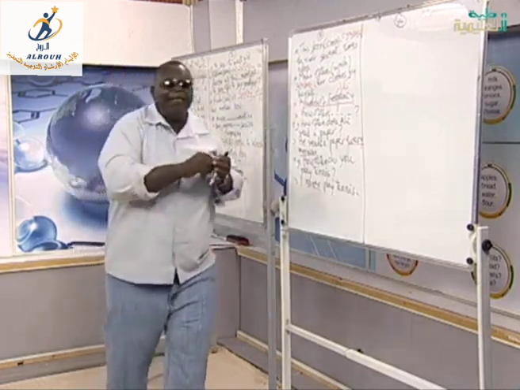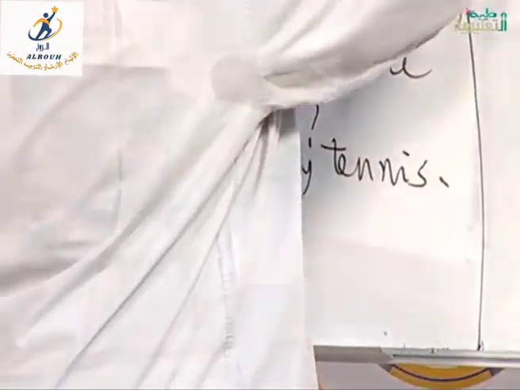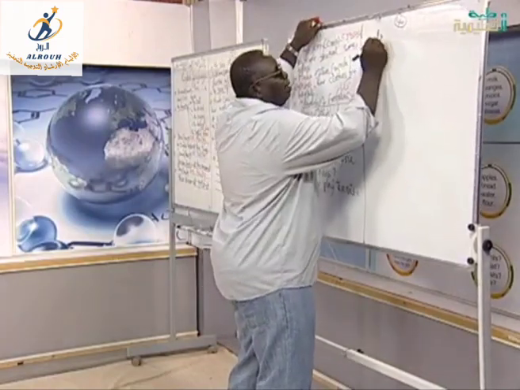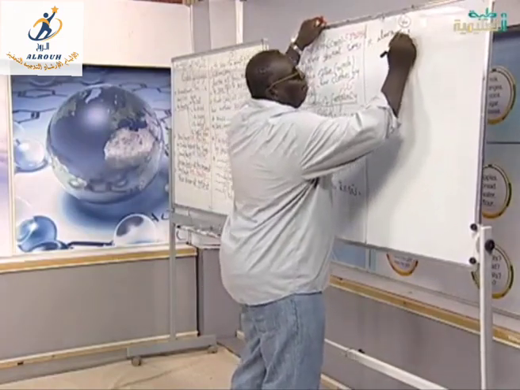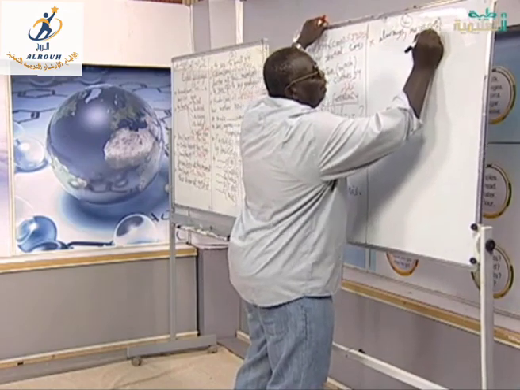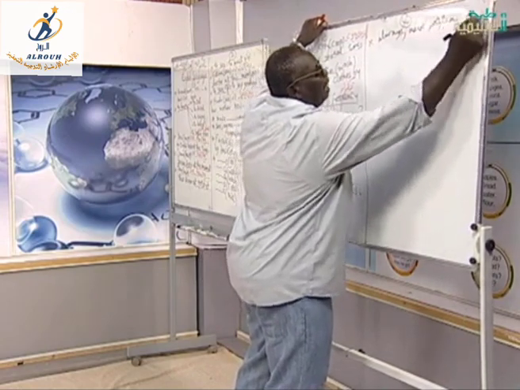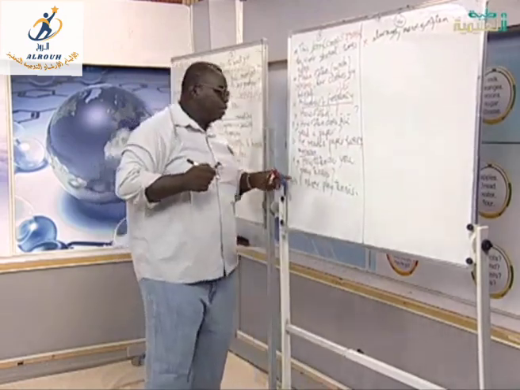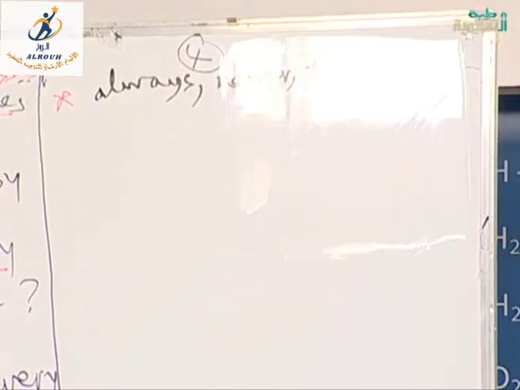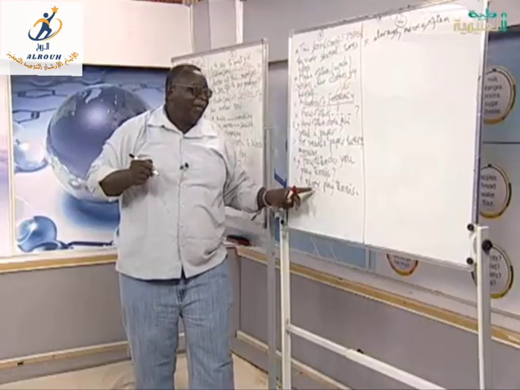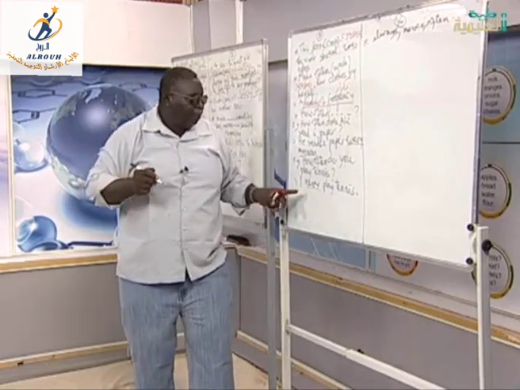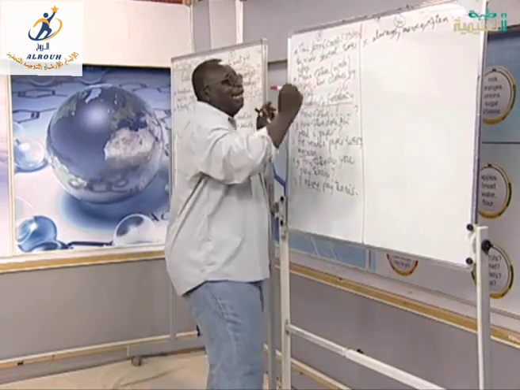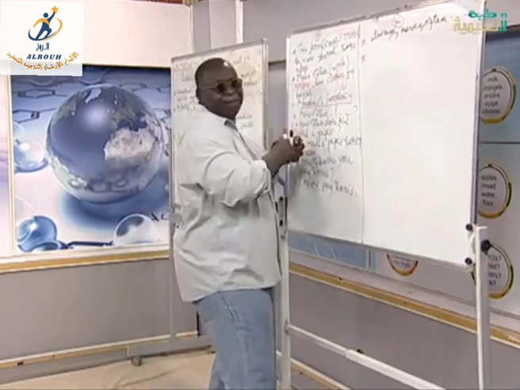We say that if the adverb frequency is one word, we say كلمة واحدة, like what? Like always, never, often, yes, sometimes, generally. In this case, we must put the adverb frequency between the subject and the verb. You say, I never play tennis. You put the adverb between the subject and the what? The verb.